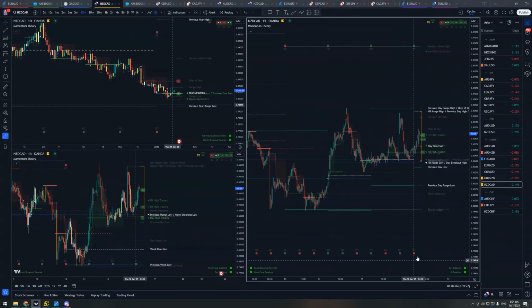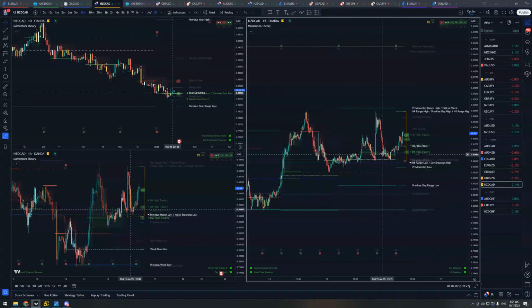H8 is right here. Last session closed inside. So the H8 range low is right here. Remember, whenever there's an inside bar, extend the previous peaks.